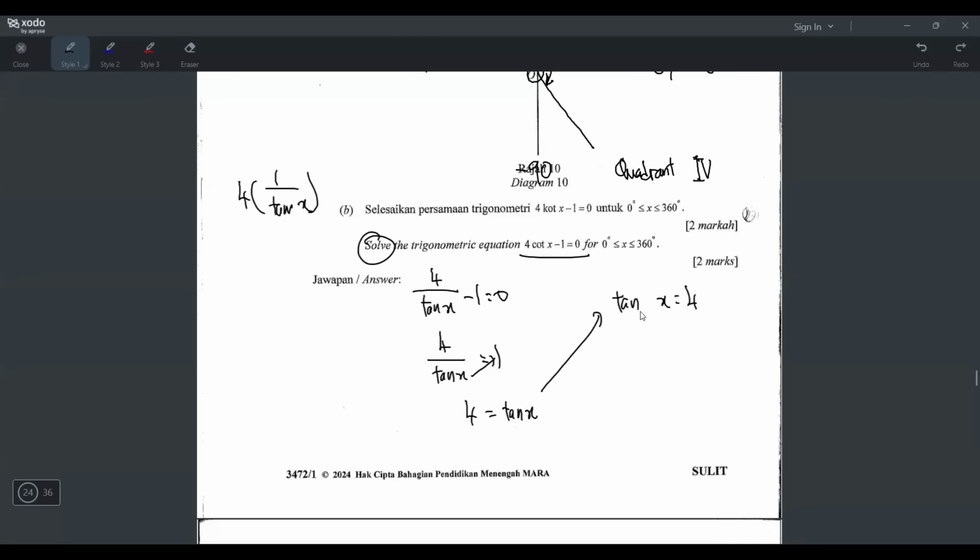So is this a normal case or a special case? It's a normal case. Because for tangent, the special case is 0. For sine and cos, the special cases are 0, 1, -1. So the special case for sine is 0, 1, -1. For cos also, the special case is 0, 1, -1. But for tangent, the special case is only 0. Okay. So this is a normal case.